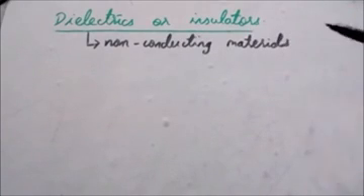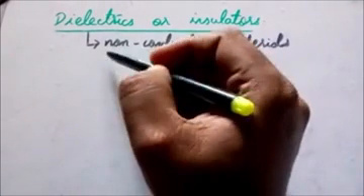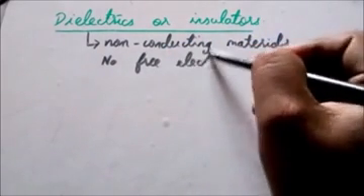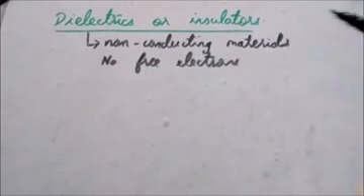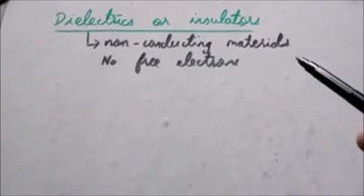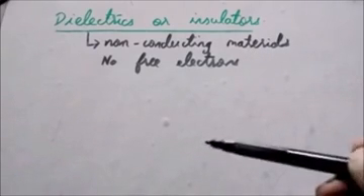If you see, they have no free electrons there. There are no free electrons. If you see the opposite here, metal is a conductor. It has free electrons, so charges can flow. But this dielectric is a non-conducting material, so electrons cannot flow there. It has no free electrons.